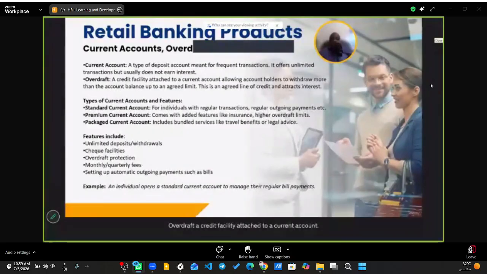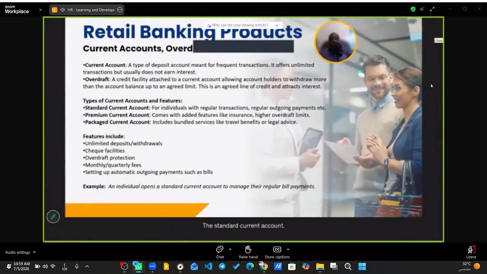Overdraft, a credit facility attached to a current account, allowing account holders to withdraw more than the account balance to an agreed limit. This is an agreed line of credit and attracts interest. So, like I've mentioned, let's say you get a salary paid into your account and it's about $5,000, but you need to spend more that month. You can agree with your bank, and if they agree, you make an application. If that is approved, then they can increase the amount you can spend beyond that $5,000. That's called an overdraft.